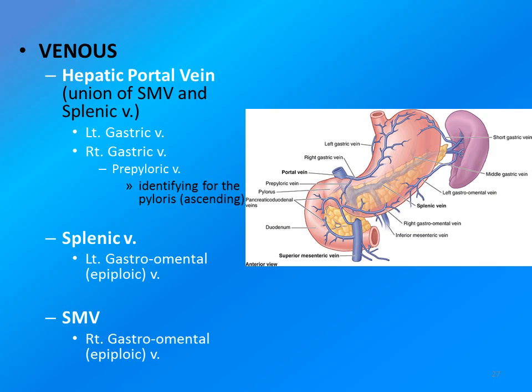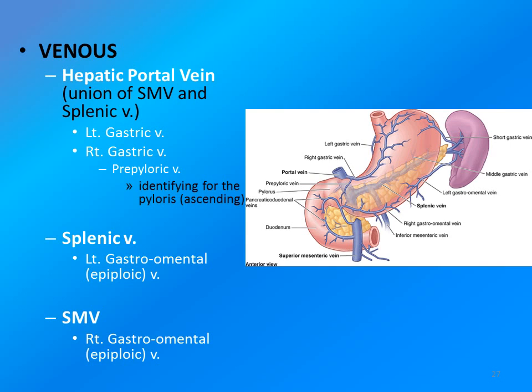The main venous drainage of the stomach is the hepatic portal vein, seen here in the diagram at the right. It's formed by the union of the superior mesenteric vein and the splenic vein running along the posterior part of the body of the pancreas. Its feeders include the left gastric vein along the lesser curvature of the stomach and the right gastric vein, as well as the pre-pyloric vein. The pre-pyloric vein is important because it ascends along the curvature of the pylorus and therefore can be used as a landmark for identifying the pyloric region of the stomach.